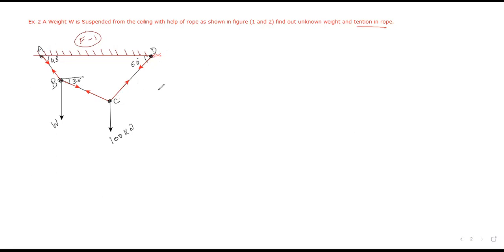Let's start with joint C. First of all, we will draw a free body diagram for joint C. This is your joint C. Apply all the forces that act on joint C first. Let's say a 100 kilonewton load acts in the downward direction. Yes or no?